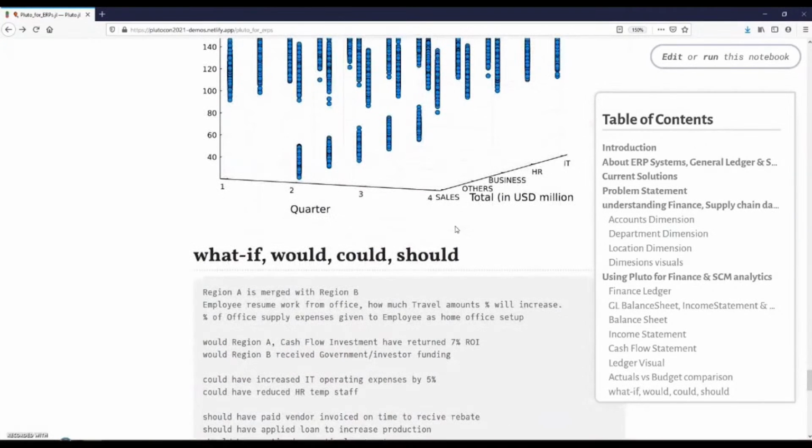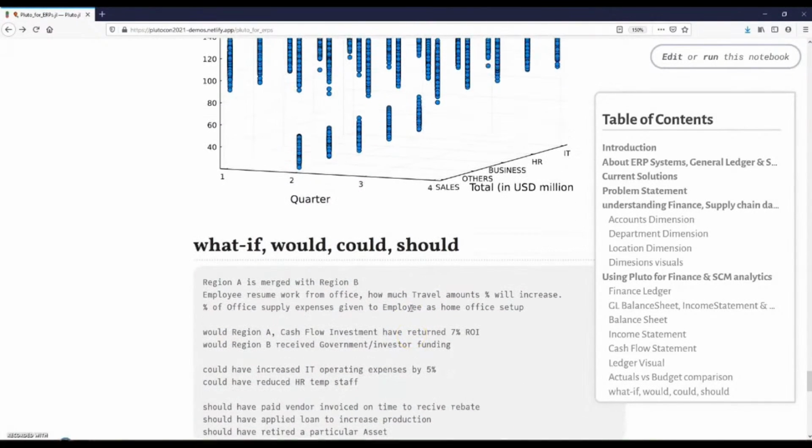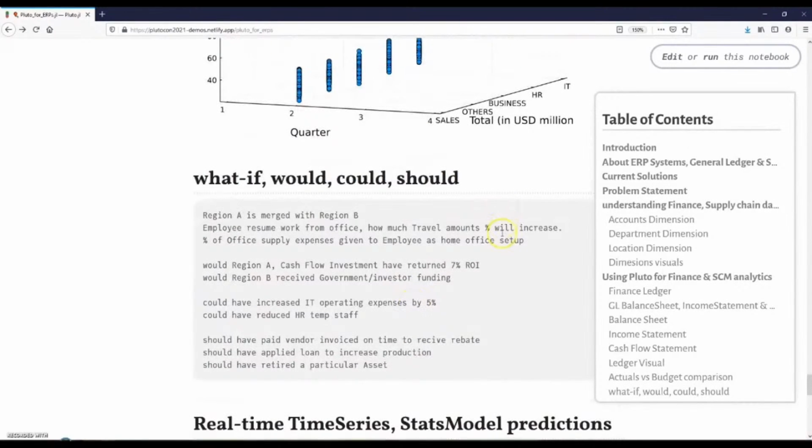Now there are a couple of things I want to talk about: what if, could have, should have, would have. So things like that. These are a few examples. Unfortunately, in the interest of time, I won't be able to show each of these examples.